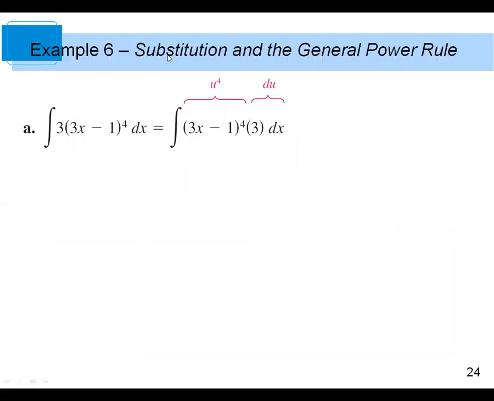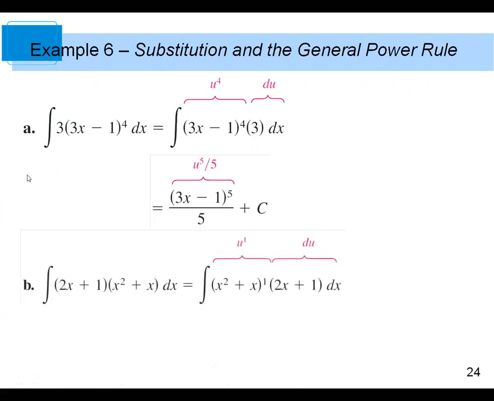So if I look at this one, I have 3 times 3x minus 1 to the 4th. So that has the form u to the 4th times du. So I can just go straight to the answer. It would be u to the 5th over 5. So 3x minus 1 to the 5th over 5 plus c. Because it fits the rule exactly, you can just apply the rule exactly. You don't have to make any adjustments.